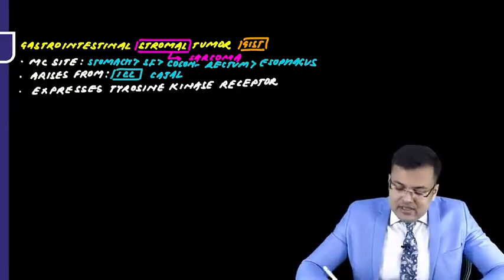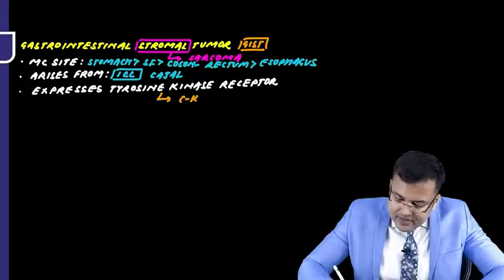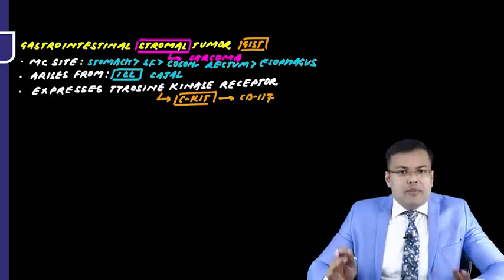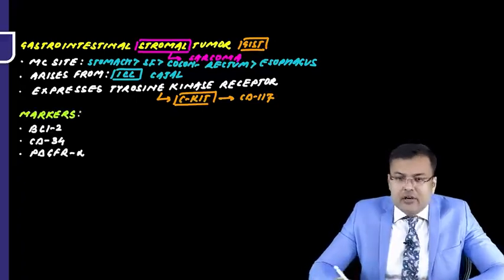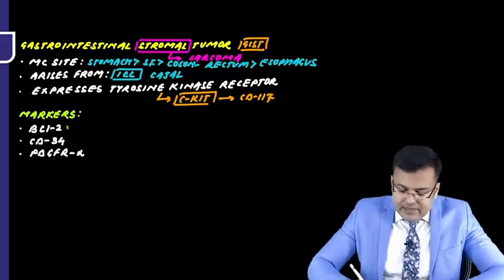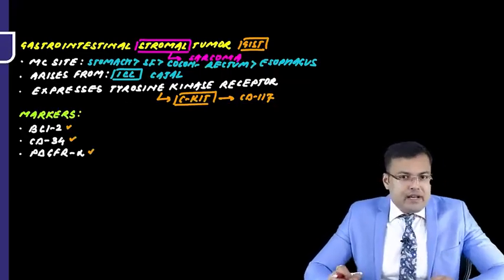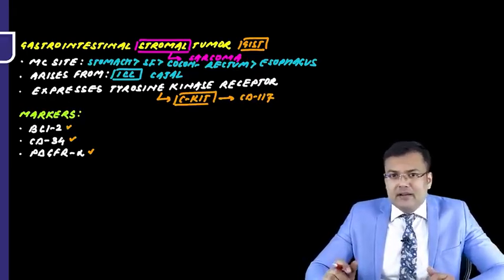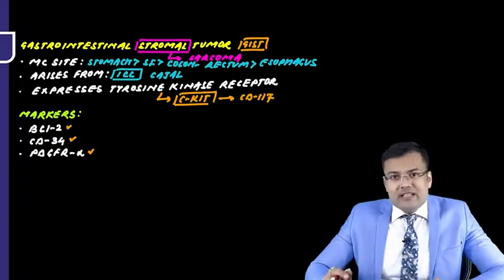What is that tyrosine kinase receptor? The receptor is c-KIT. And there is a marker for this receptor, that is CD117. Apart from this marker, what are the other important markers in GIST? One is CD117, second is BCL2, third is CD34, and the fourth is PDGFR alpha, platelet derived growth factor receptor alpha. There are two new markers, one is DOG1 and the second is protein kinase C theta.